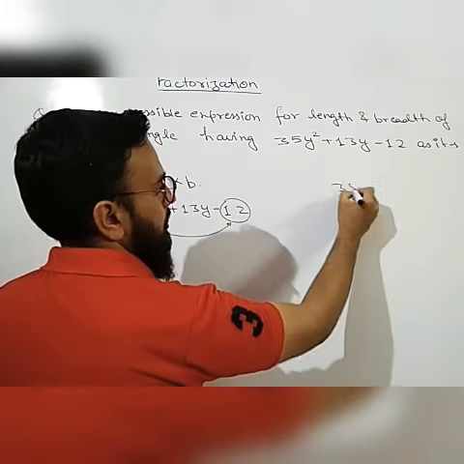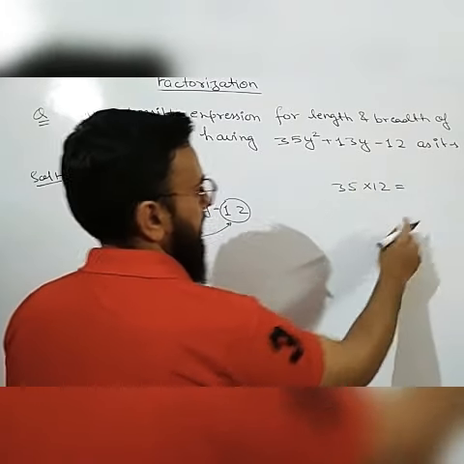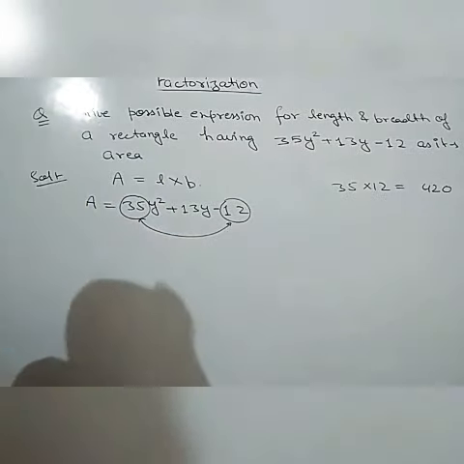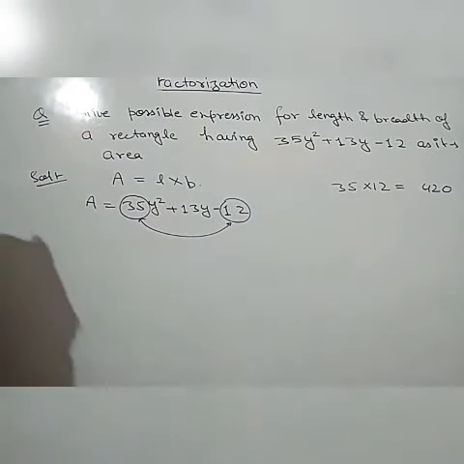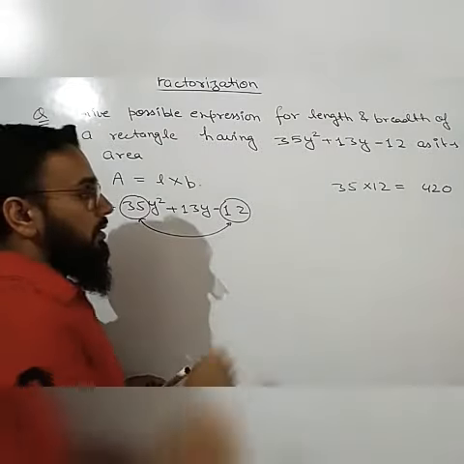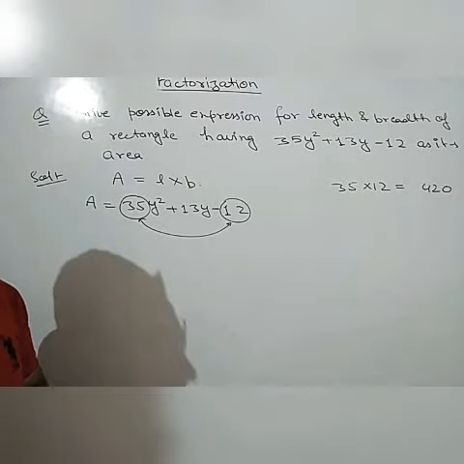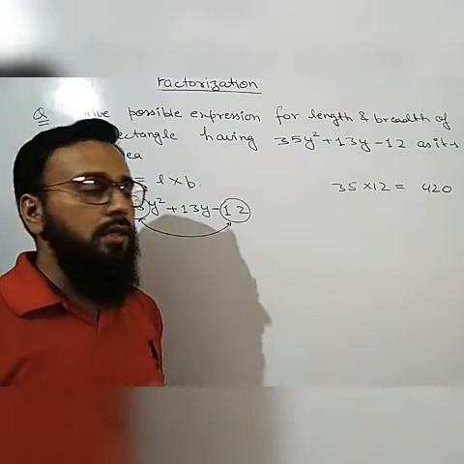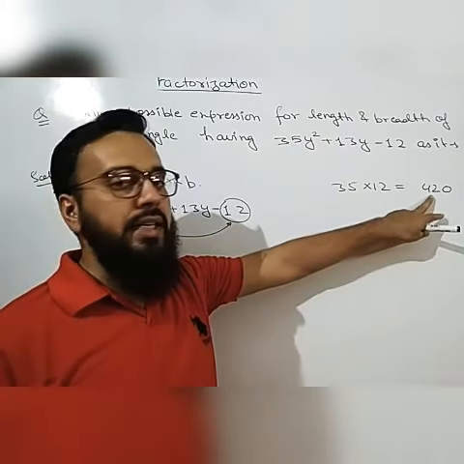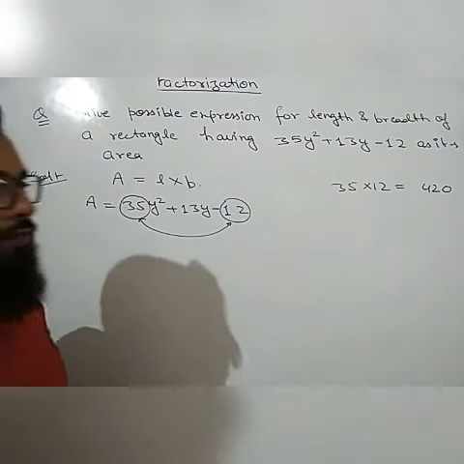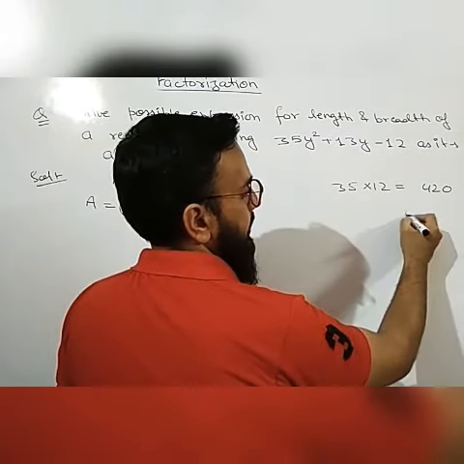So we will get 35 into 12, that will be equal to 420. Now the sign is minus, negative sign. It means we have to obtain two such numbers whose multiplication is 420 and whose subtraction should be equal to 13. So first we will factorize this 420.